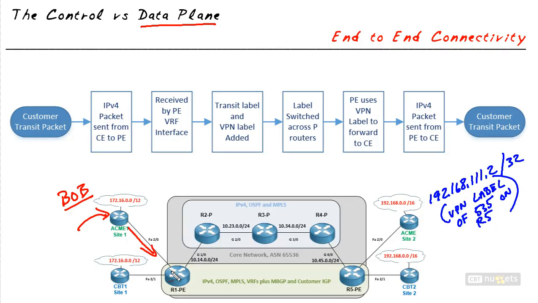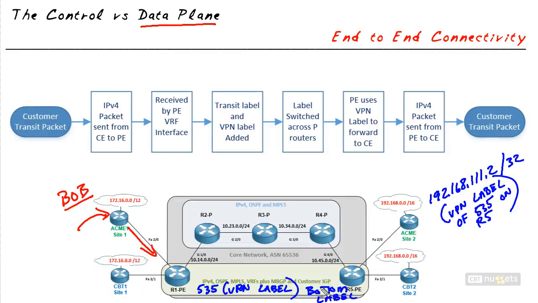R1 receives it, and it looks at that packet. And when R1 sees the destination IP address it's trying to get to, 192.168.111.2, R1 knows a couple of things. Number one, it knows that the VPN label that R5 is using for that destination network is 535. So before R1 starts forwarding it over the label switch path, it will impose label 535. Now that label, the VPN label, really doesn't have meaning to R2 or R3 or R4, but it does have meaning to R5. So what R1 cleverly does, it's going to impose this as the bottom label.